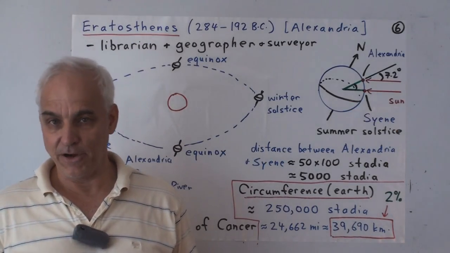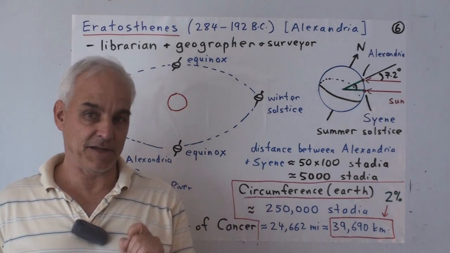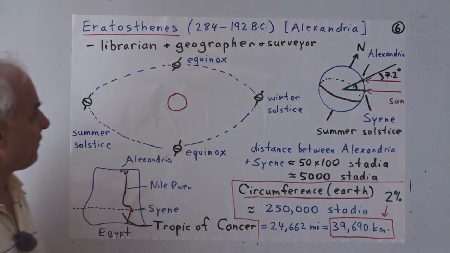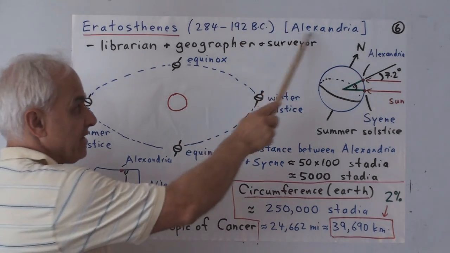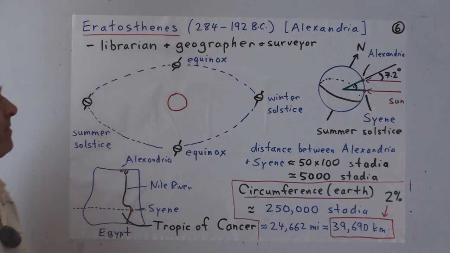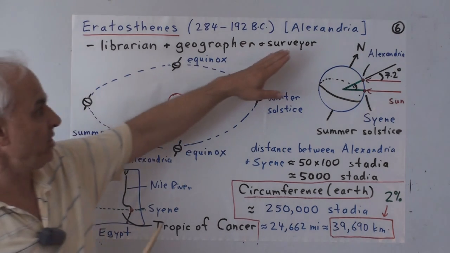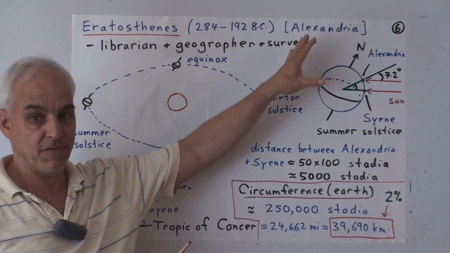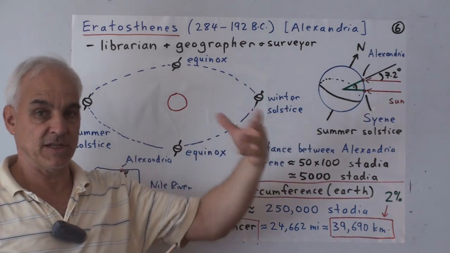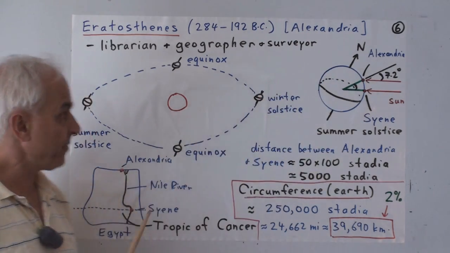The next important player in our story is Eratosthenes, who lived from 284 to 192 BC. He was an Alexandrian. He lived in Alexandria. And at that time, Alexandria was the center of learning in the ancient world. So a lot of prominent mathematicians and scientists lived there.